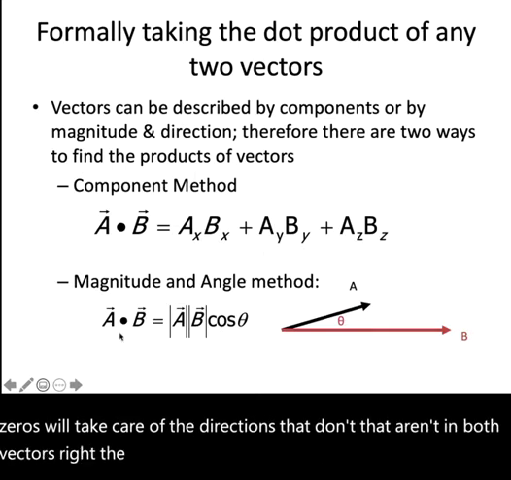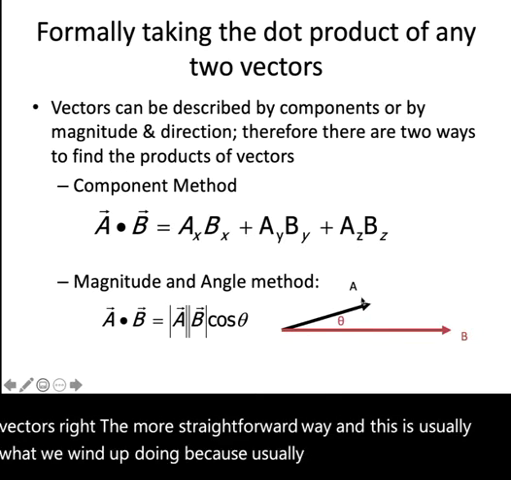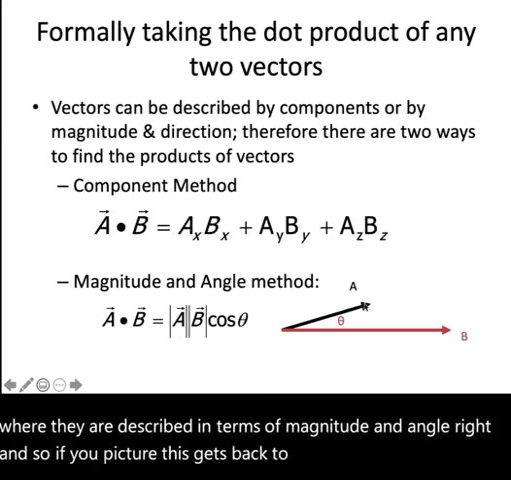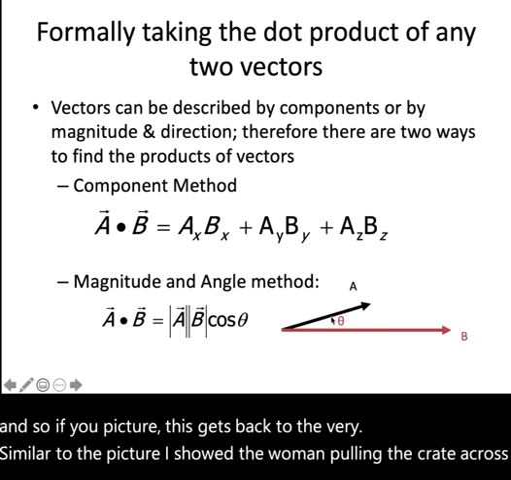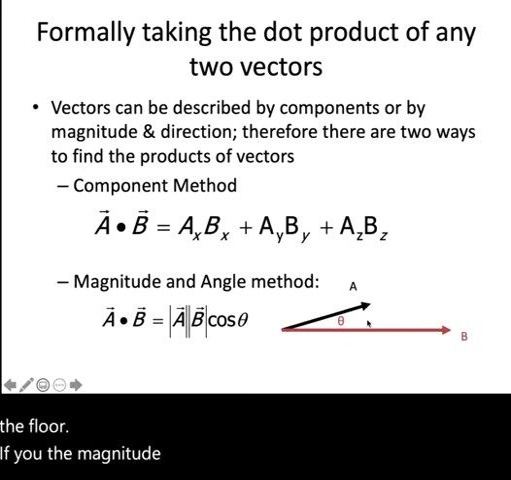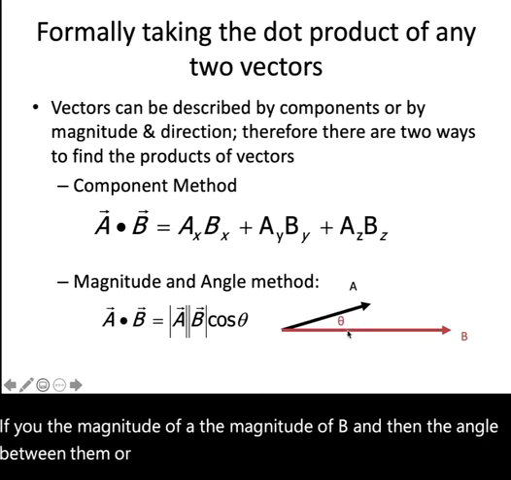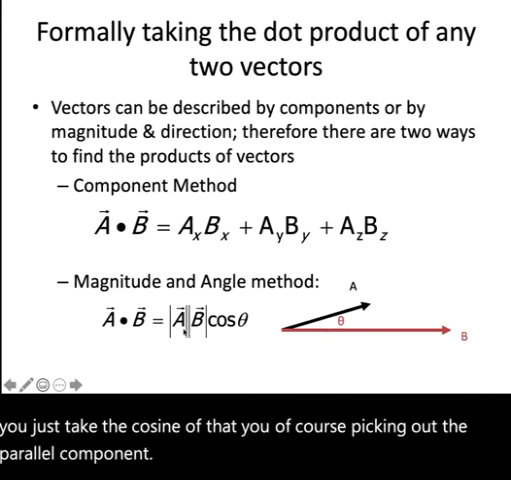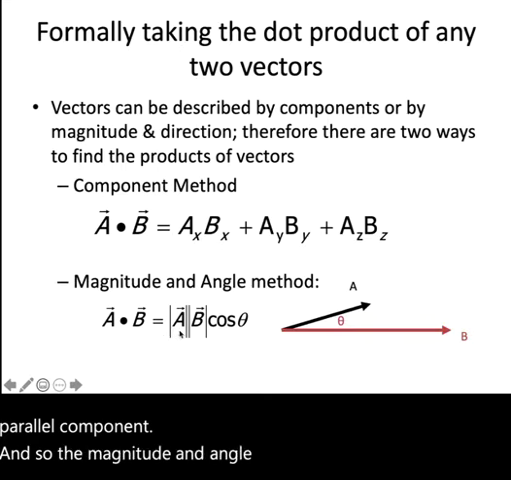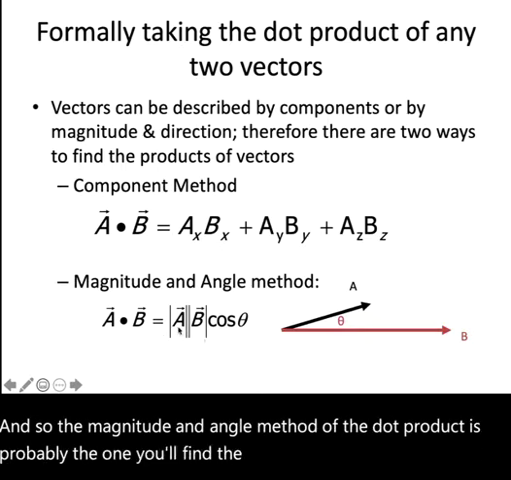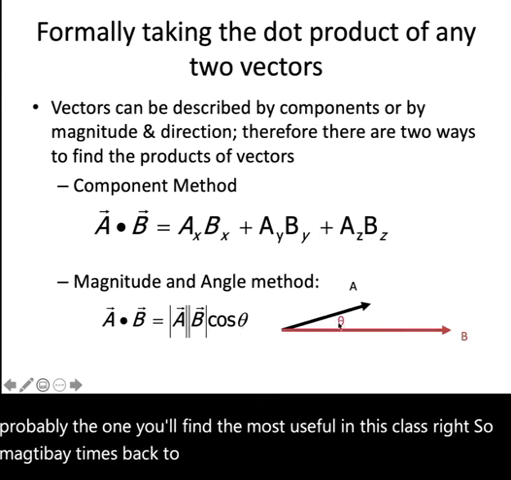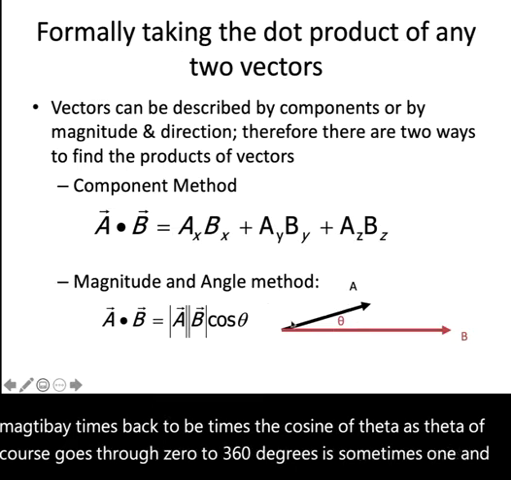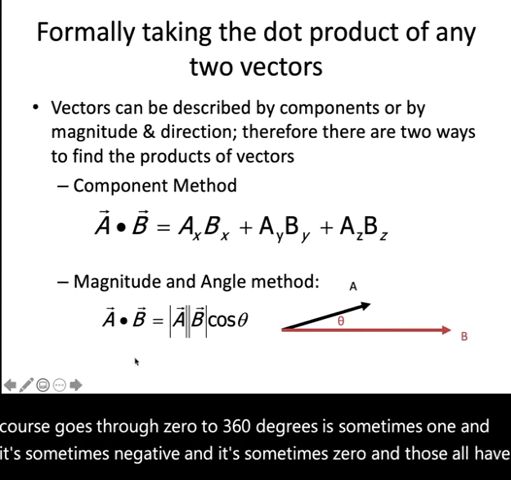The more straightforward way, and this is usually what we wind up doing, because usually when we're given vectors, they're described in terms of magnitude and angle, right? And so if you picture this, it gets back to the picture I showed you of the woman pulling the crate across the floor. If you know the magnitude of A and you know the magnitude of B, and then you know the angle between them or can figure out the angle between them, then if you just take the cosine of that, you're of course picking out the parallel component. And so the magnitude and angle method of the dot product is probably the one you'll find the most useful in this class, right? So magnitude of A times magnitude of B times the cosine of theta. And as theta, of course, goes through 0 to 360 degrees, it is sometimes 1, and it's sometimes negative, and it's sometimes 0. And those all have good physical interpretations, which we'll talk about in a second.